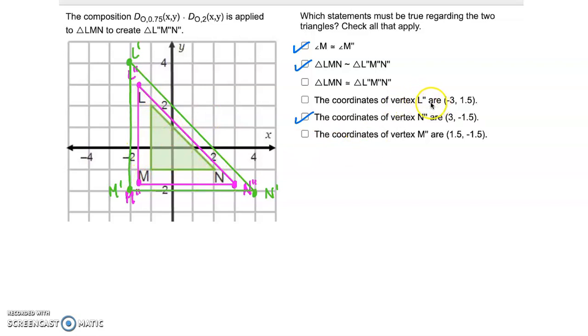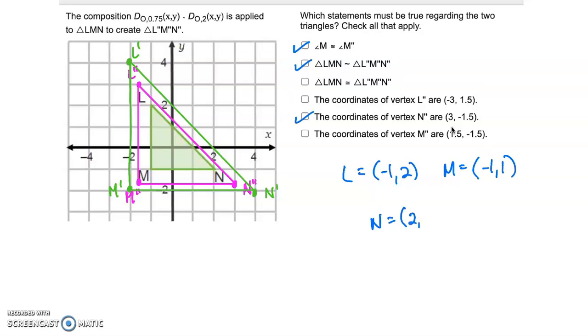And then we look at the coordinates. And the way we could get these coordinates without plotting them is I could take my original coordinates. L is equal to -1, 2. M is equal to -1, 1. And N is equal to 2, -1. And all I would have to do is multiply each coordinate first by 2 and then by 0.75. So -1 times 2 times 0.75. That gives me -2 times 0.75, which is equal to -1.5. And if we look at L, that says positive 1.5. So we know that's not true because I need a negative. And you could do that with all of them, and you would find out that the vertex of N double prime is correct, but the other two are not.